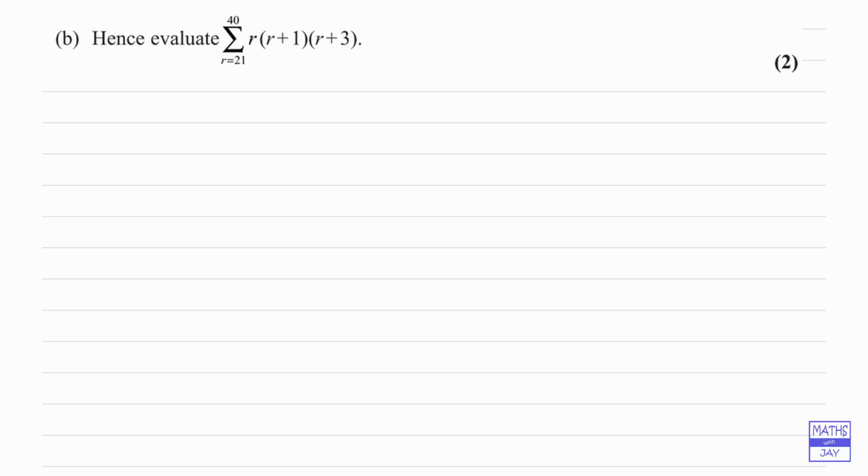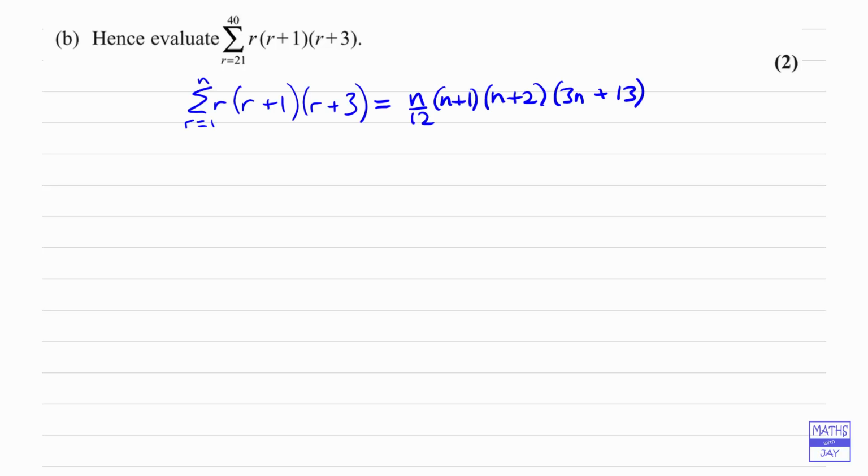So in the last part of the question, we are going to use what we've just done because it says hence, and we're going to use that to evaluate this sum here. So let's just write down what we've got from the first part. You can see that we know what the sum from 1 to n is from part A. But you'll notice here in part B, we've been asked to work out the sum from 21 to 40. So all that means is that we need to actually look at two sums, don't we? Let's have a look at how that will work.